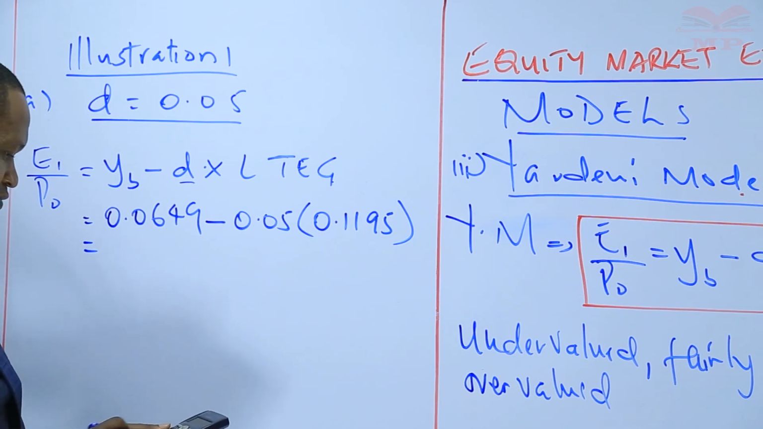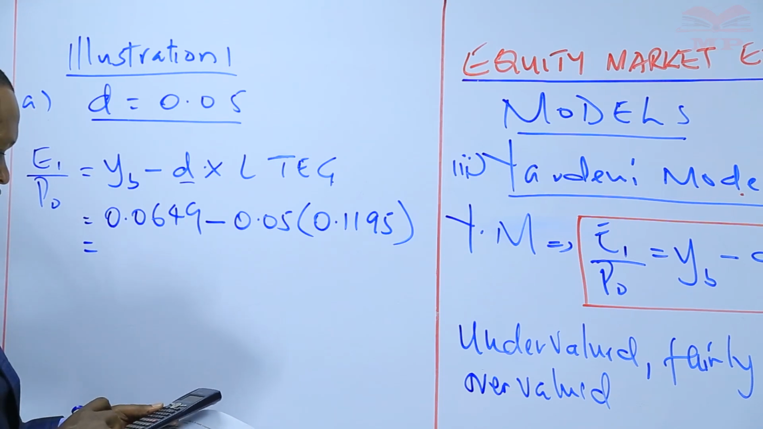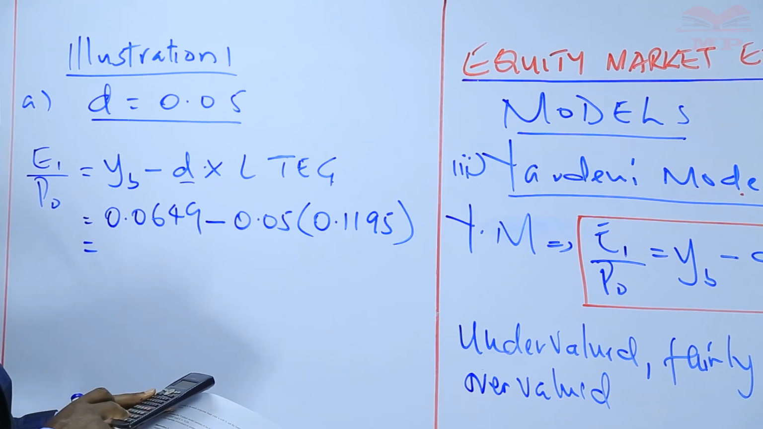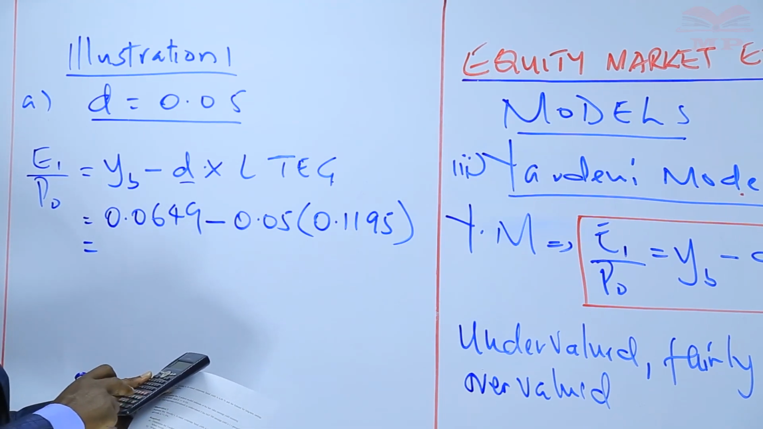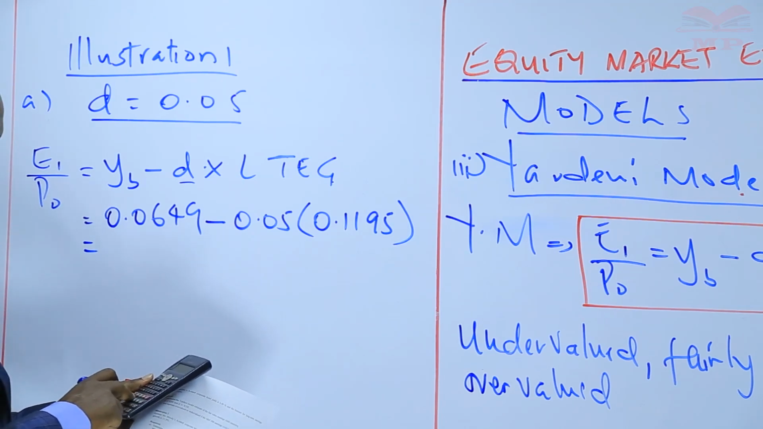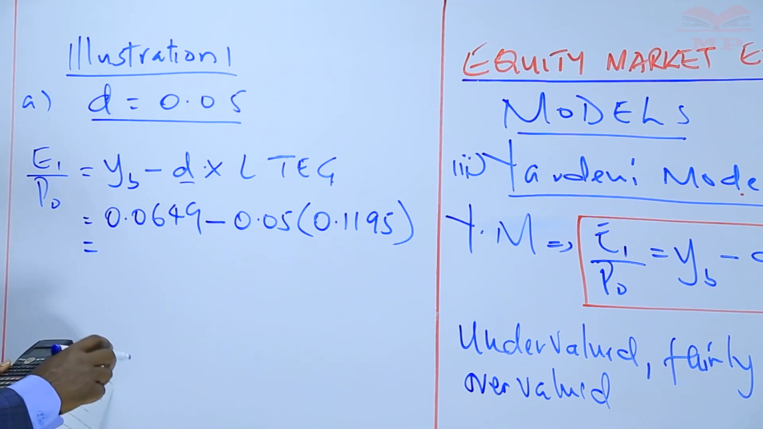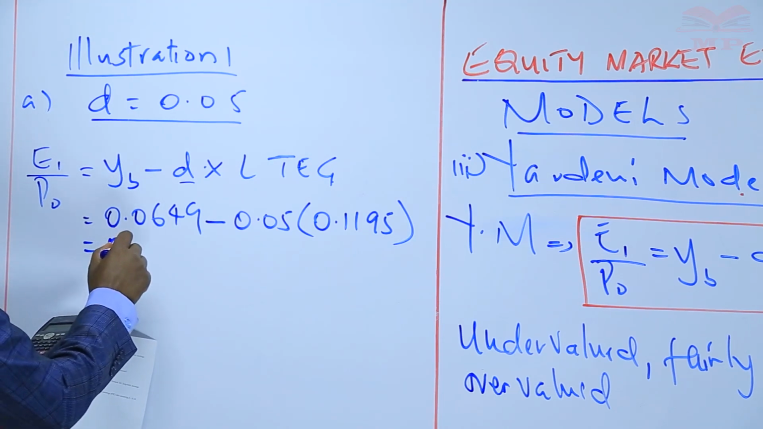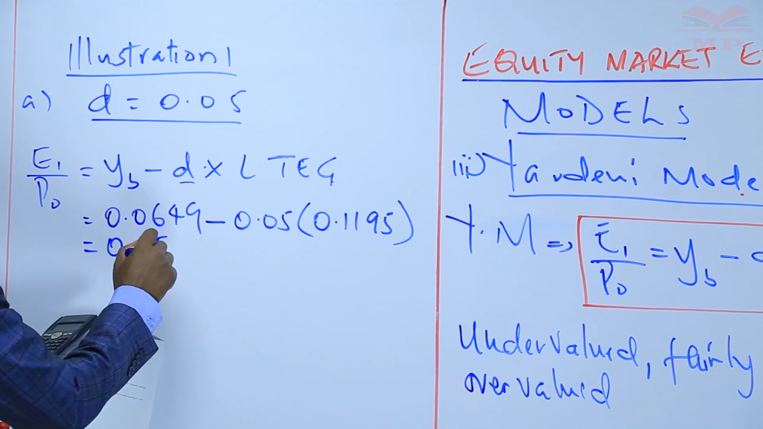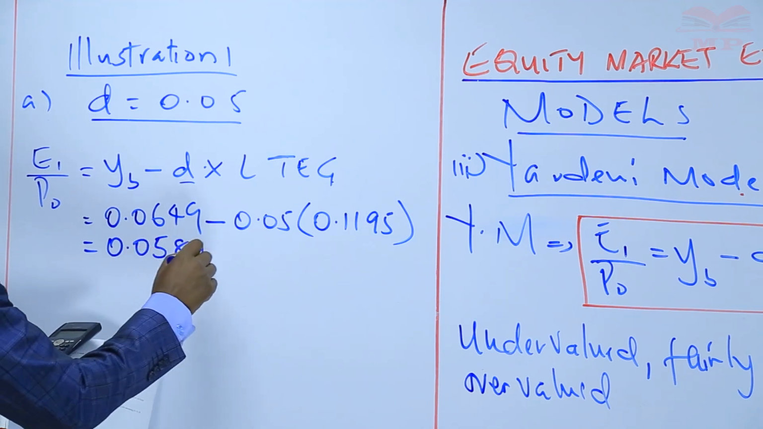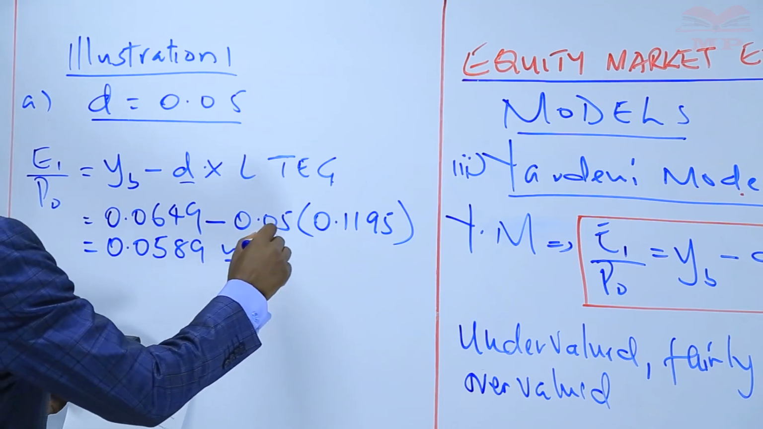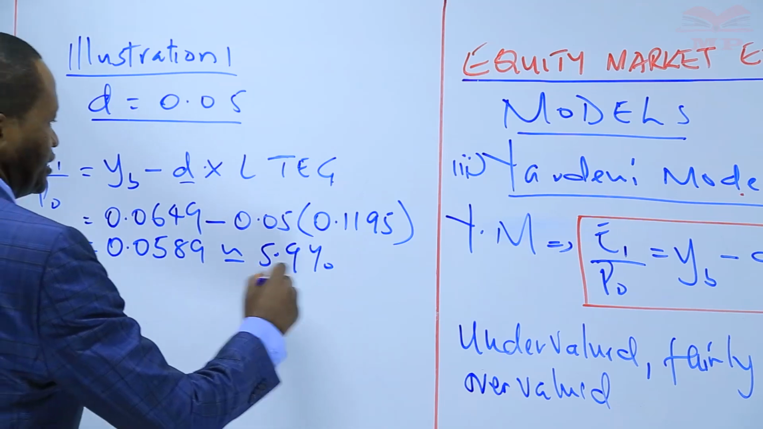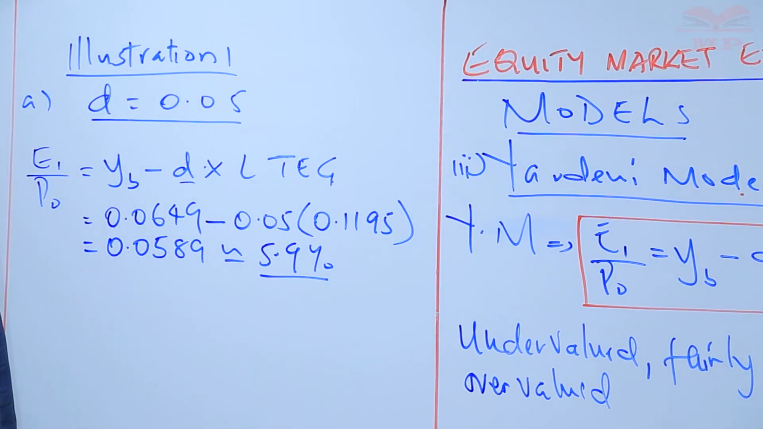We have 0.0649 minus 0.05 times 0.1195. The answer here is 0.0589, which is approximately equal to 5.9%. That is part A of the question.